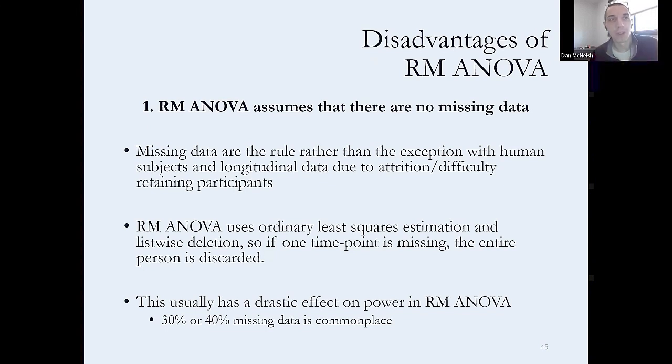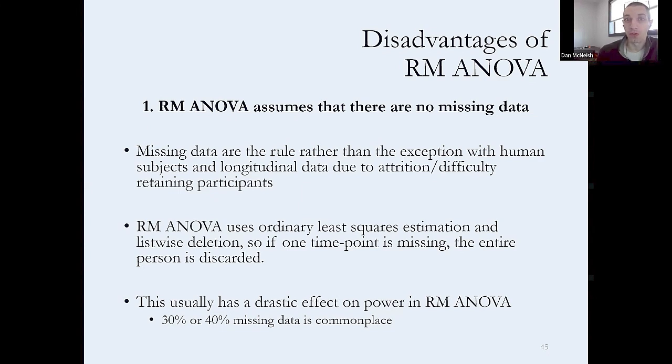One main weakness with longitudinal data concerns missing data. Repeated measures ANOVA assumes no missing data over time, which with longitudinal data, if you have collected it or have some experience working in this area, is usually the exception rather than the rule. Actually, missing data are usually the rule rather than the exception with human subjects research. Because of attrition, because of difficulty retaining participants, usually people are going to drop out at some point.